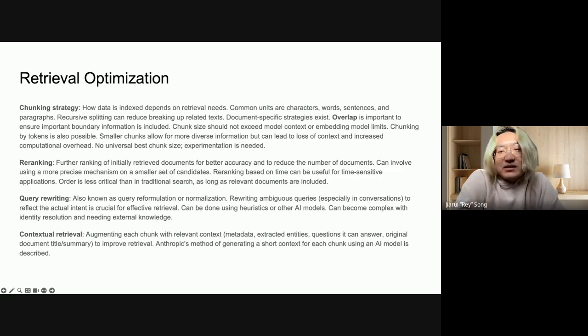For time-sensitive data, re-ranking based on recency can be crucial. While the exact order is less critical than in traditional search, the presence of relevant documents within the context is the main goal. Models tend to process information at the beginning and the end of the context more effectively.